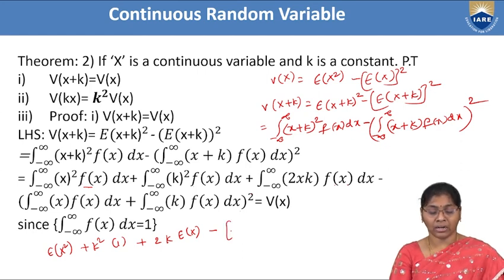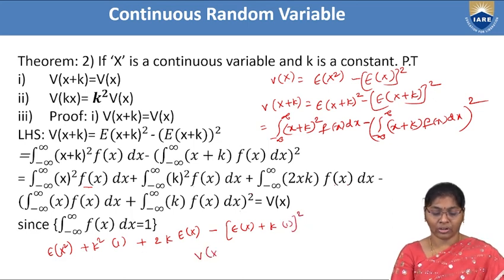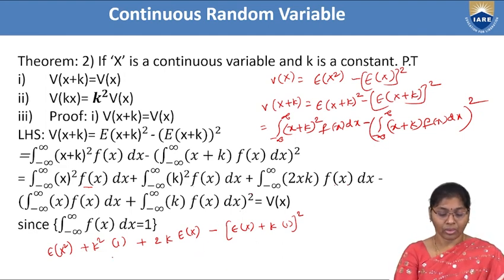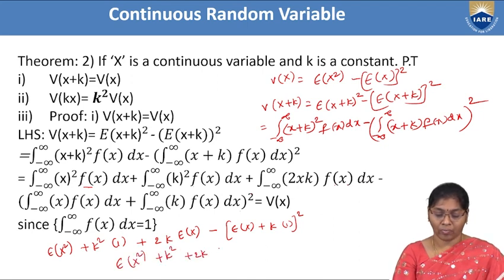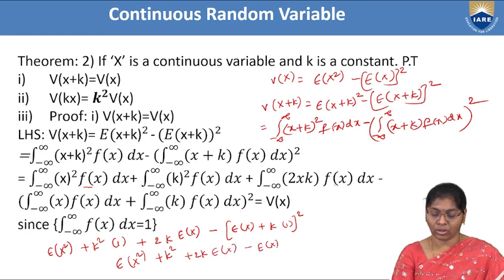Here starts with the bracket. Okay, x into f of x, that is E of x, plus next k into f of x, which means 1, into whole square. Then on total simplification we get V of x. Here, explaining k square also better: E of x square plus k square plus 2k E of x, minus (E of x plus k) whole square, plus k square plus 2k E of x.